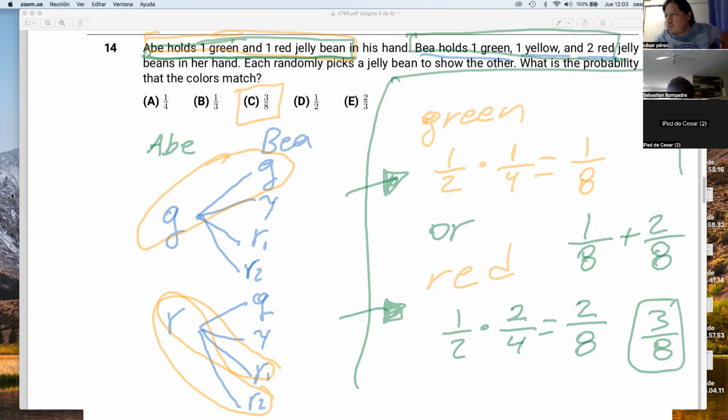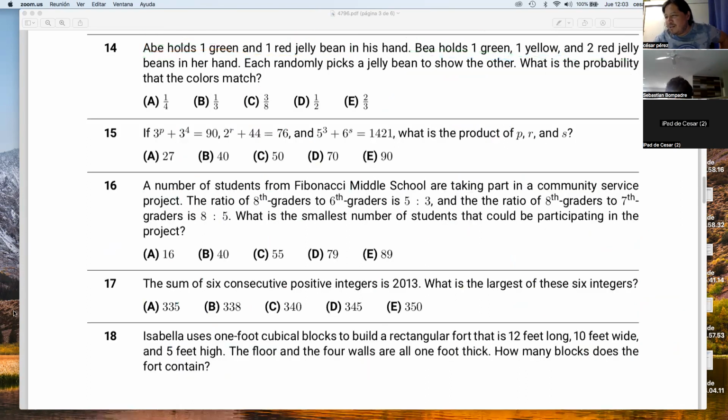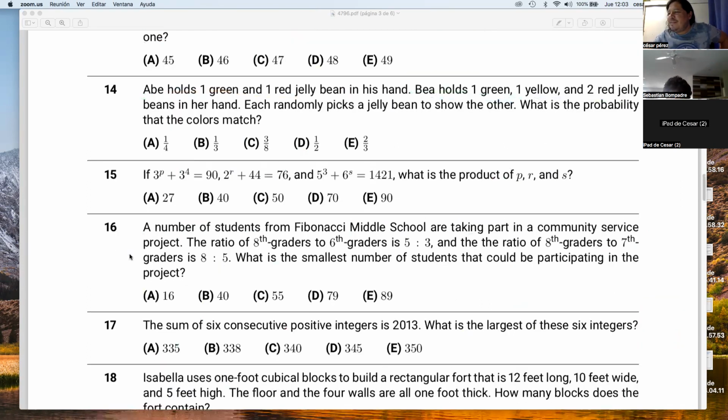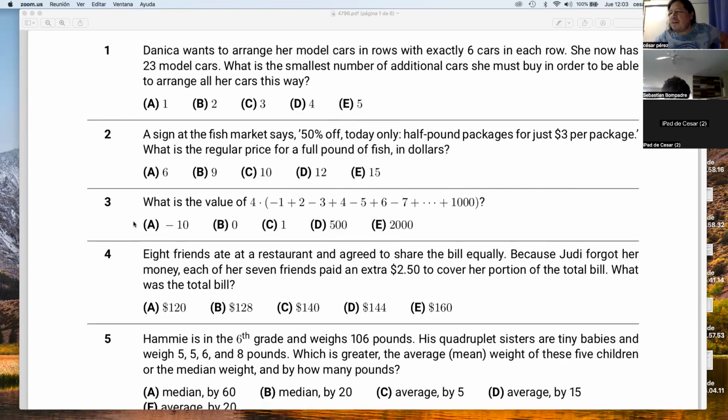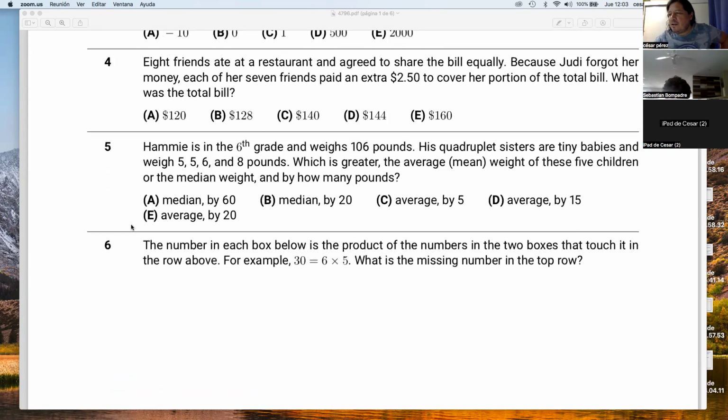Do you want that we solve one more? No. No? Okay. Well, if you have time, you try the first problems. I think that they will be very easy for you.